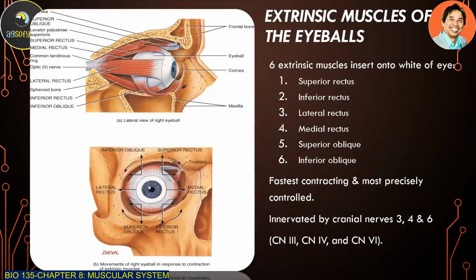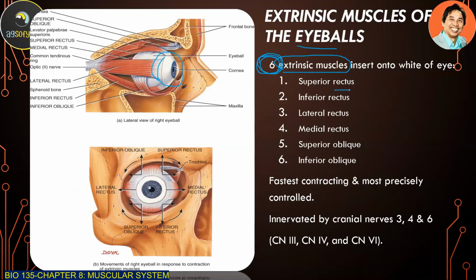Now eyeballs. Remember you are able to move your eyeballs left and right, up and down. Sometimes you can twist your eyeball also. You can look down, up, left, and right. Why? Because there are skeletal muscles attached to the eyeball. There are actually six. Each eyeball has six skeletal muscles that move it, and these six muscles are called the extrinsic muscles of the eyeball.